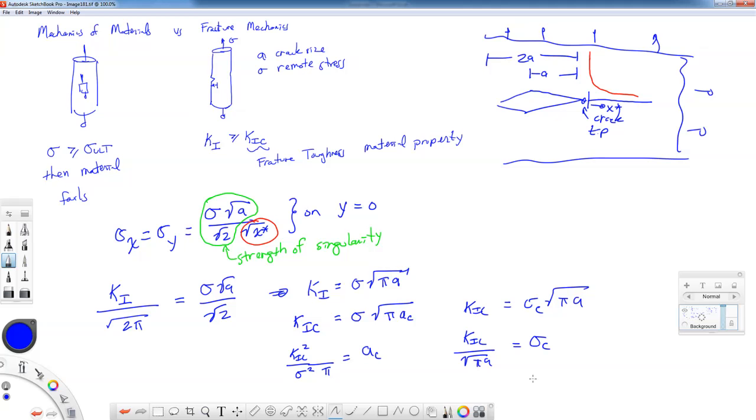And so it's kind of an interesting thing. It's a combination of the stress and a parameter that has to do with the crack length that causes the crack to extend. So if you know you have a crack or a crack-like defect in your body, you have to be careful, and it's a combination of those two things.